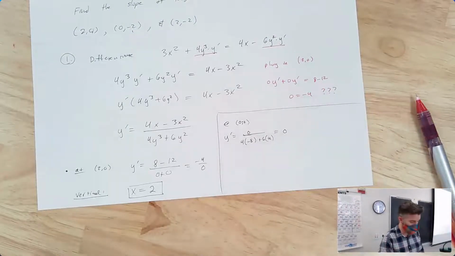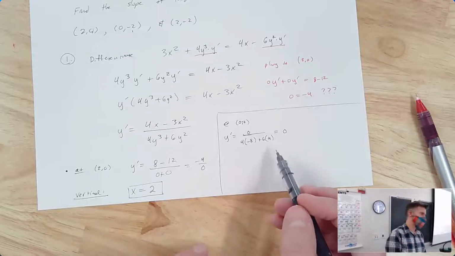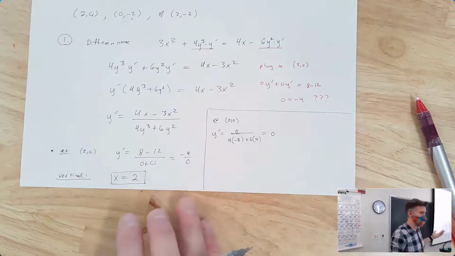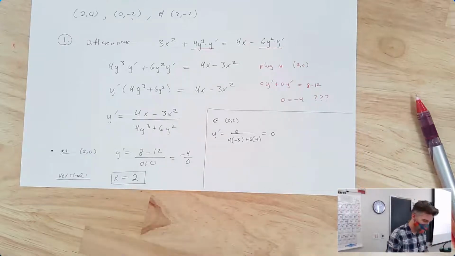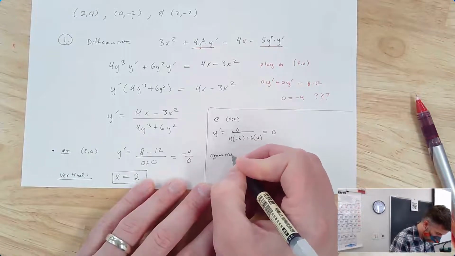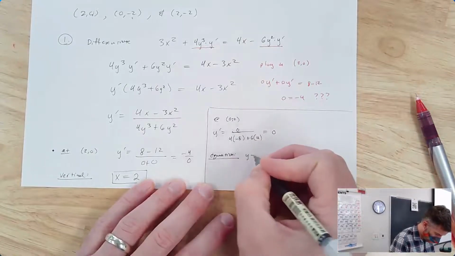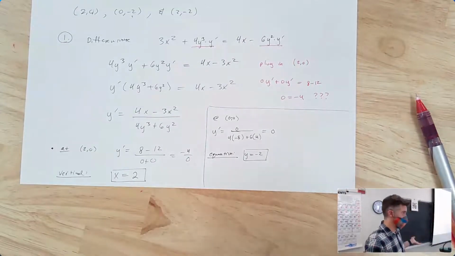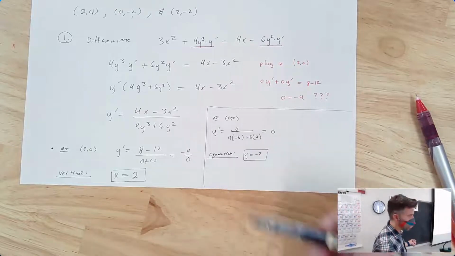I don't really need to do the work and say that's -32 plus 24, which is -8 on the bottom. Once you know the bottom isn't 0, 0 divided by non-zero is always 0. So here, the equation of the line would be y equals -2, because it's a horizontal line with a slope of 0. So it's just whatever the y coordinate is, which is -2.